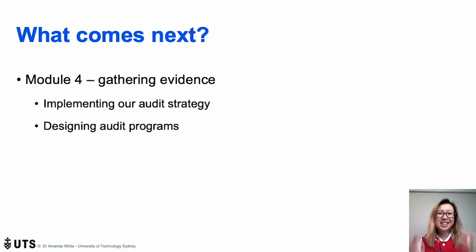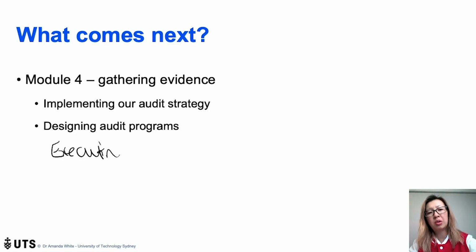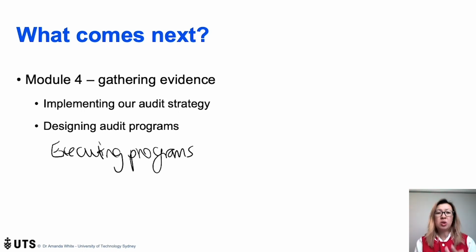So what comes next? Next is Module 4, which is about gathering evidence. And this is, how do I get the evidence that supports my opinion of reasonable assurance that the financial statements are free from material misstatement? So we'll look at how do I implement this audit strategy of testing internal controls or substantive testing? So we're going to look at that implementation and designing audit programs. And the other thing I forgot to add there is that we're also going to look at executing audit programs. So what are the sorts of things that we might do to actually gather this audit evidence and give you some hands-on experience? So that's it for Module 3.